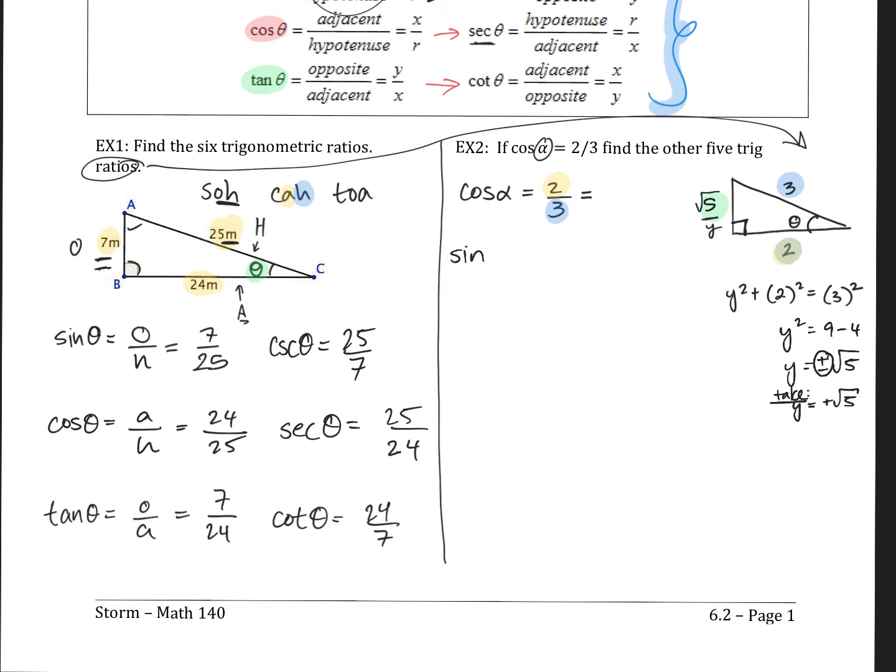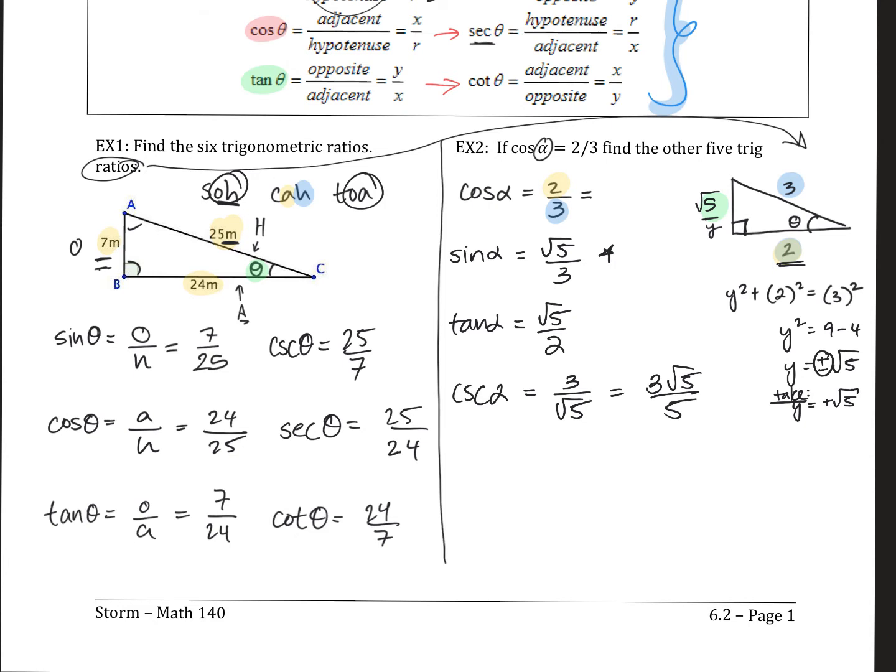So sine of theta, if you remember, is opposite over hypotenuse. So that'll be root 5 over 3. And then we have tangent of theta, which is equal to opposite over adjacent. Opposite is root 5, and adjacent is 2. Now let's find the others. So cosecant of alpha is the reciprocal of sine. So that's going to be 3 over root 5, which we have to simplify by rationalizing. So that'll be 3 root 5 over 5.